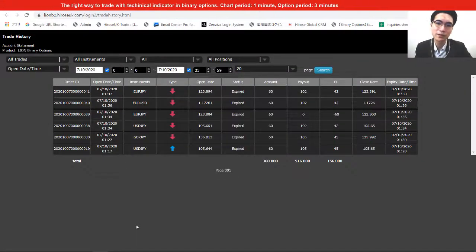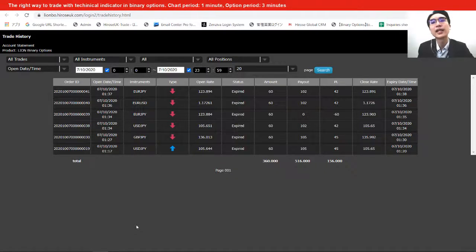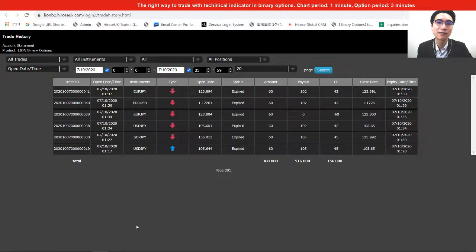Okay, so the trades are finished now, and for the second half I actually traded with 30 seconds option by using the 10 seconds chart. So here's the result. So I made 6 trades today, and 5 of them ended in profit with 1 loss only. So the total profit now has come to $156. So that's not bad.